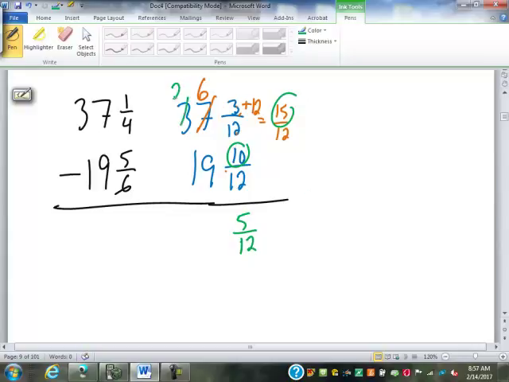Got to borrow again here. This is 2 and this is 16. 16 minus 9 is 7. 2 minus 1 is 1. 17 and 5/12. What do you think?